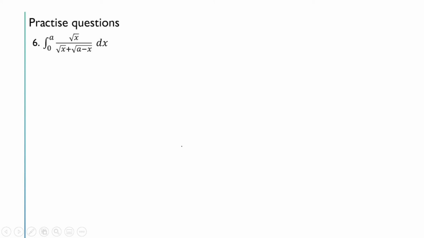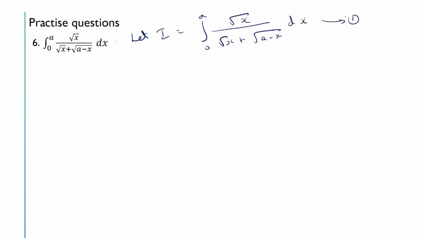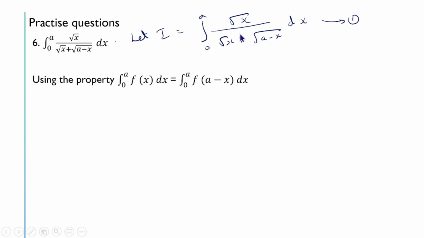The next question, integral 0 to a root x upon root x plus root of a minus x into dx. So here let us take I equal to integral 0 to a root x upon root x plus root of a minus x dx. Let us mark this as equation 1. So let us use this property, integral 0 to a f of x dx is equal to integral 0 to a f of a minus x into dx.